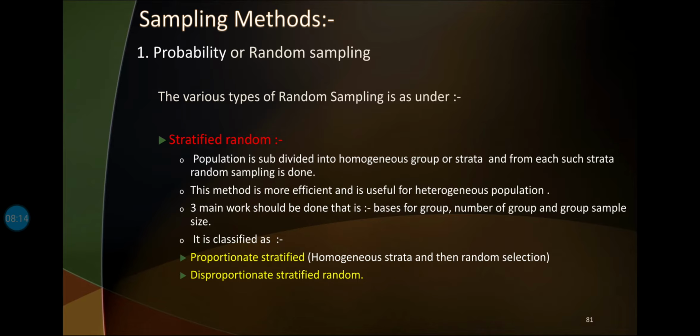The second method is the stratified random process. The population is subdivided into homogeneous groups or strata, and from each such stratum random sampling is done. The method is more efficient and is useful for a heterogeneous population. Three main things should be done: first, you should know on what basis you are grouping; second, how many groups you are sampling; and third, what the group sample size is. It is classified as proportionate stratified and disproportionate stratified random sampling.